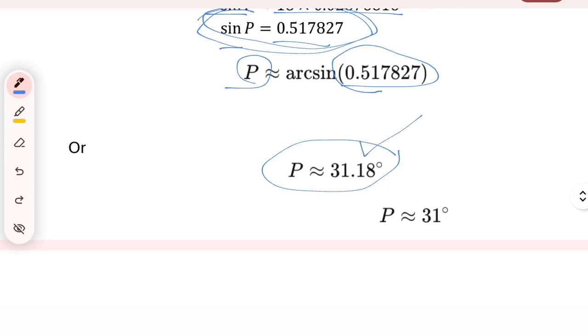That means you round it off to 31, all right? Because it's 31.18, the nearest degree is not 32. The nearest one is 31. So that's the answer. That's the final answer for angle P.